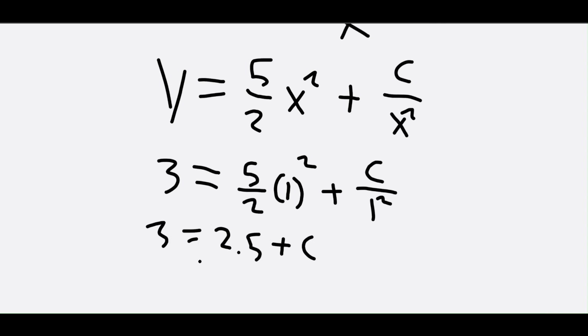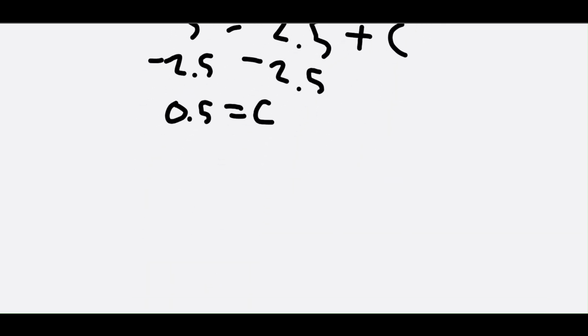So now, all I gotta do is subtract 2.5 from both sides. And what that gives us is 0.5 equals c. Now what does that mean? Well, for formatting, that's 1/2 equals c.